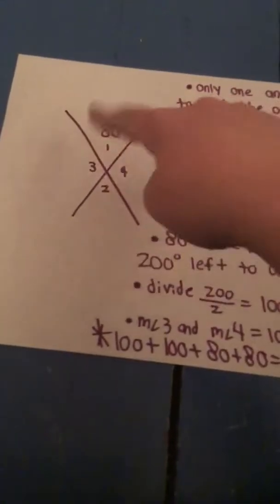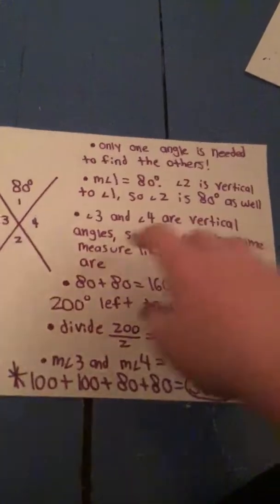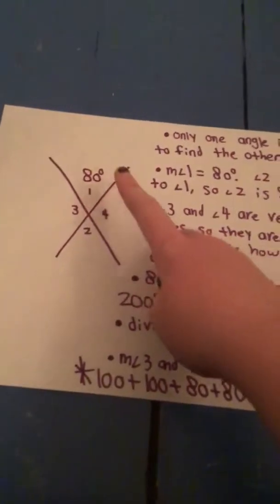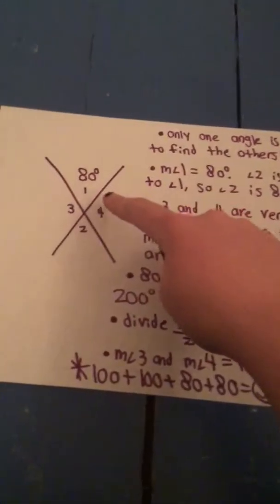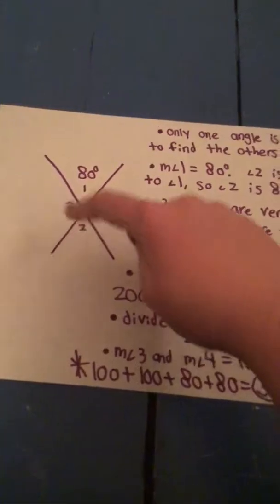Now, in this last example, we have an X shape, and we have angles 1, 2, 3, and 4. We're given that angle 1 is 80 degrees, so you only need one angle to figure out the rest. This whole shape is going to be 360 degrees, like the last problem. Angle 2 is vertical to angle 1, and remember, vertical angles mean that they are the same measure. So we know that angle 2 is also 80 degrees.